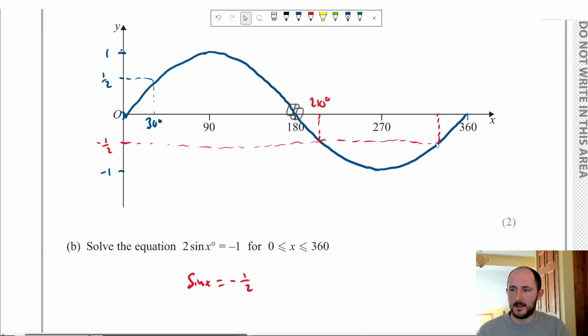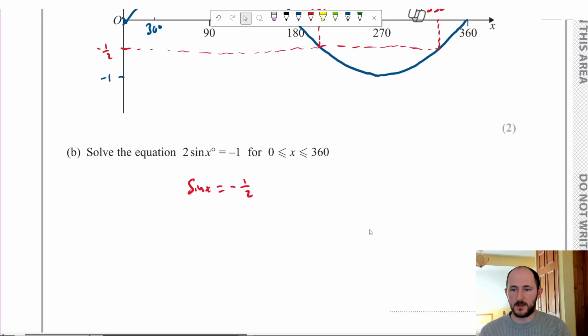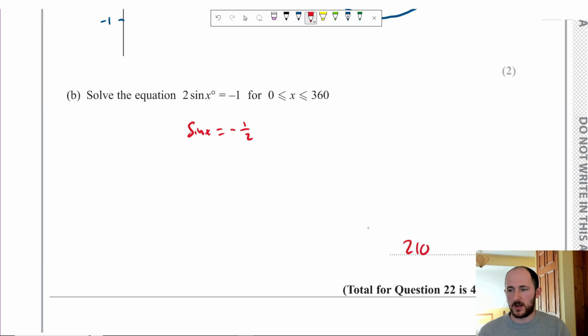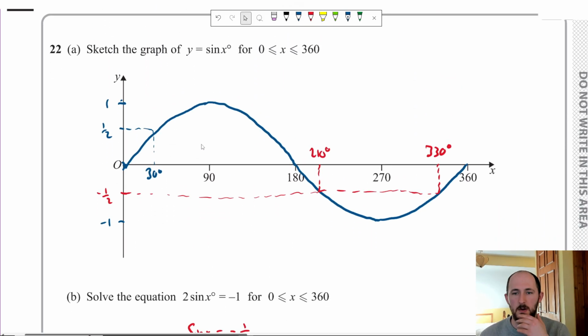Same thing over here. Going from minus a half to 0 is the same as going from 0 to a half, because this graph is symmetrical. So it'll be 360 minus 30, which is 330 degrees. Those are the two values. It relies entirely on the symmetry of the graph. So you do need to know that going to or from a half or minus a half is always 30 degrees. Always. Let's move on to the final question.